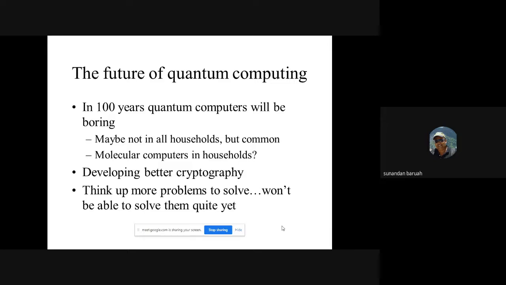So, a lot of things which are not possible at the moment will be possible once the quantum computers are in place.